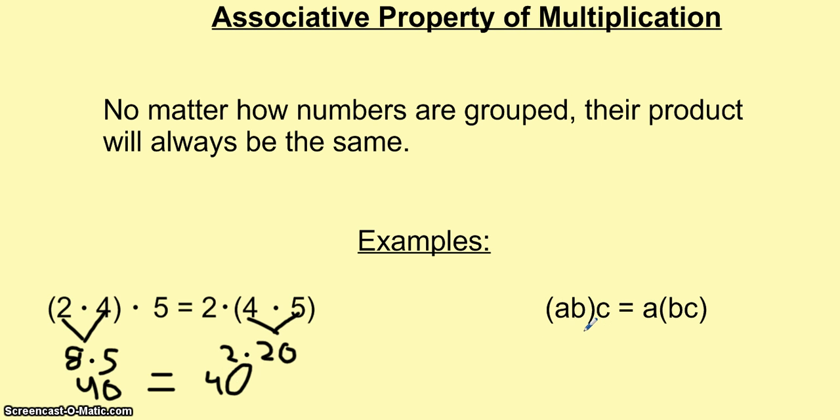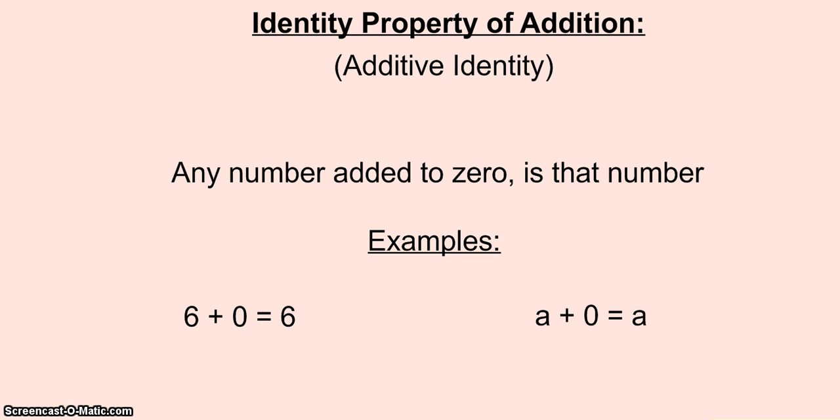And same with letters. If I have A times B times C, or A times B times C, I will still, no matter how I change the grouping, their product will always be the same. Okay? And that, again, only works for addition and multiplication.